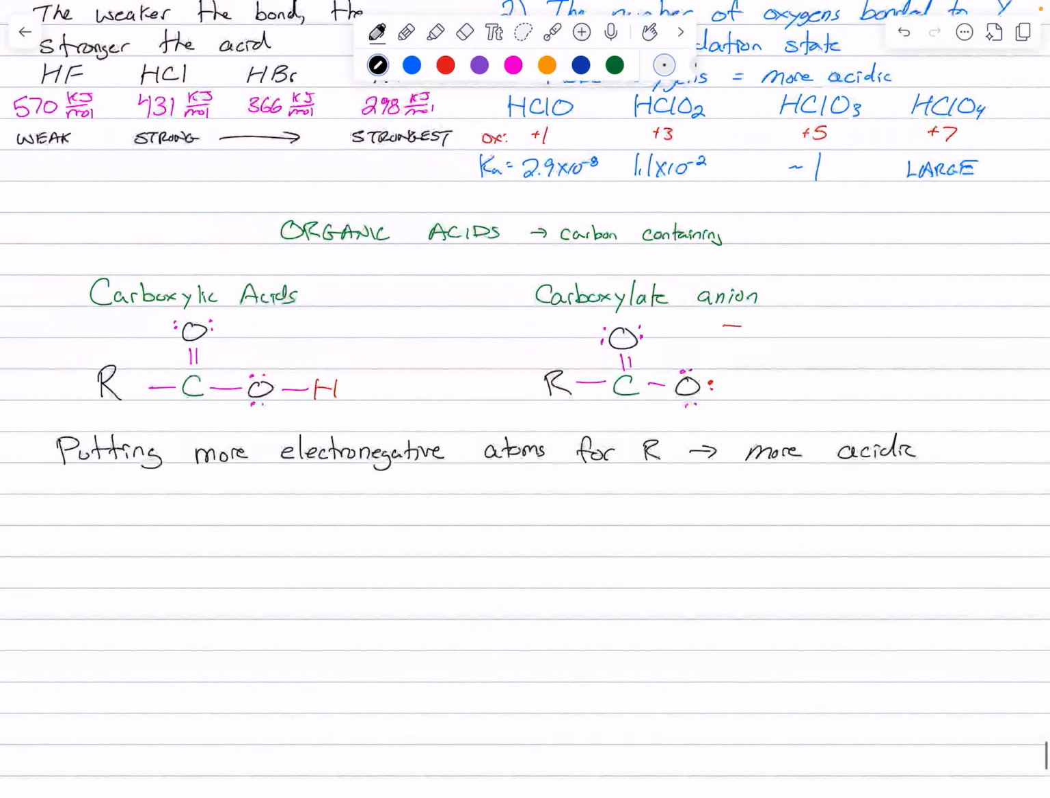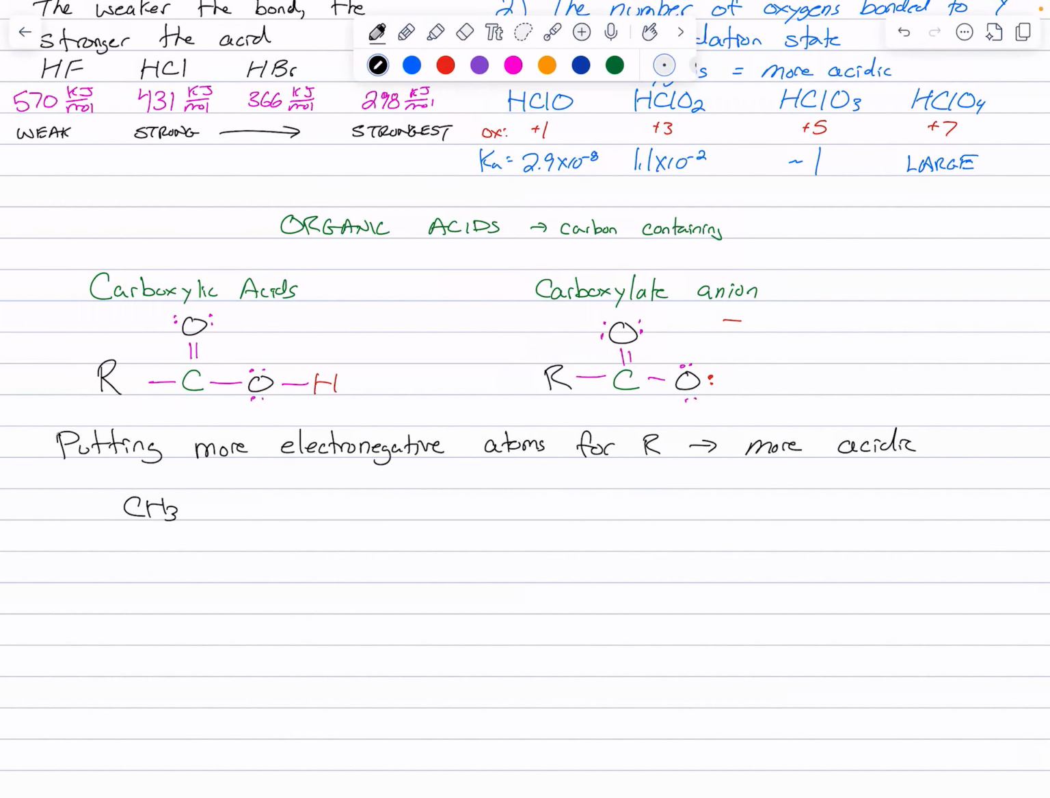What do we mean by that? So we have CH3 as R, and then you have your COOH. That's acetic acid. If we make it CCl3, COOH, chlorine is way more electronegative than H. So that's going to pull electron density towards R, because remember, this is R, that is R. And so chlorine is going to pull electron density towards itself.